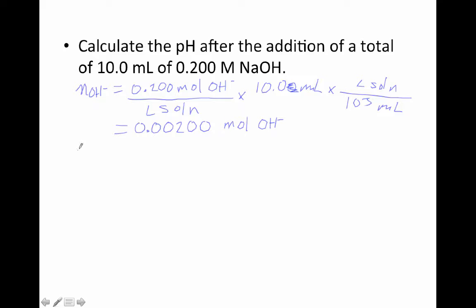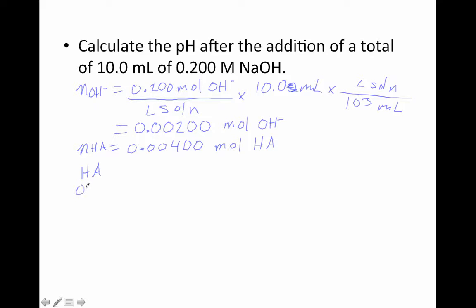We can compare this to the moles of benzoic acid that we started with at the beginning of the titration, which was 0.00400 moles of benzoic acid. Since we've added fewer moles of hydroxide than we started with moles of acid, we are before the equivalence point, and the hydroxide is the limiting reactant. So we're going to do a limiting reactant calculation between the benzoic acid and the hydroxide.